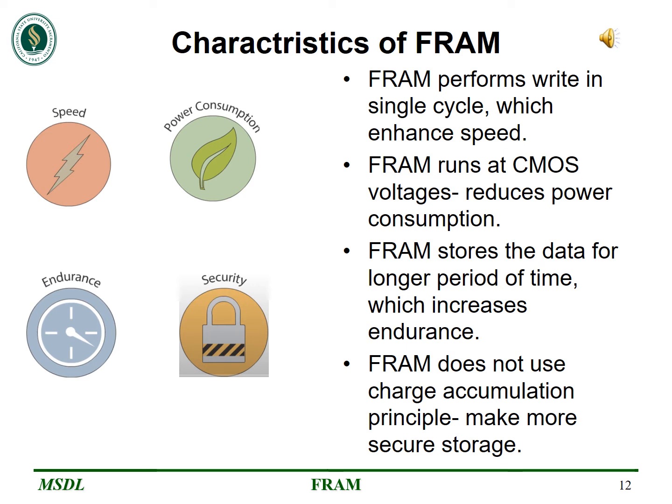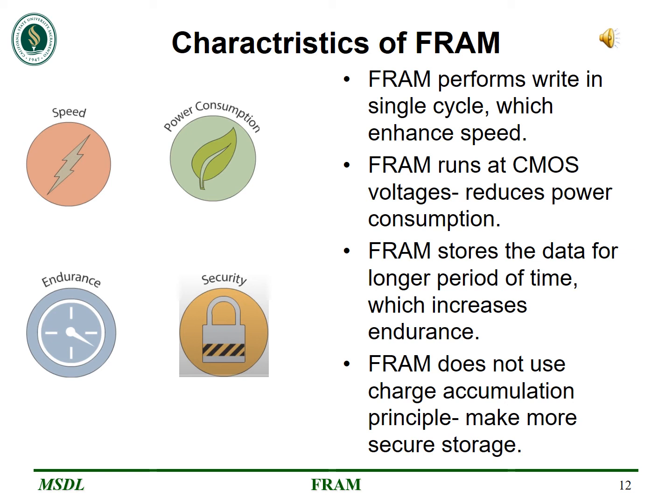FRAM offers several major advantages, including speed, endurance, low power consumption, and security. Let's look at each advantage in detail. FRAM performs read and write operations on the address location symmetrically, which means the write and the read operations are done in a single cycle. FRAM can read a byte of data from memory just as fast as it writes a byte of data, which enhances the speed of the FRAM memory cell.